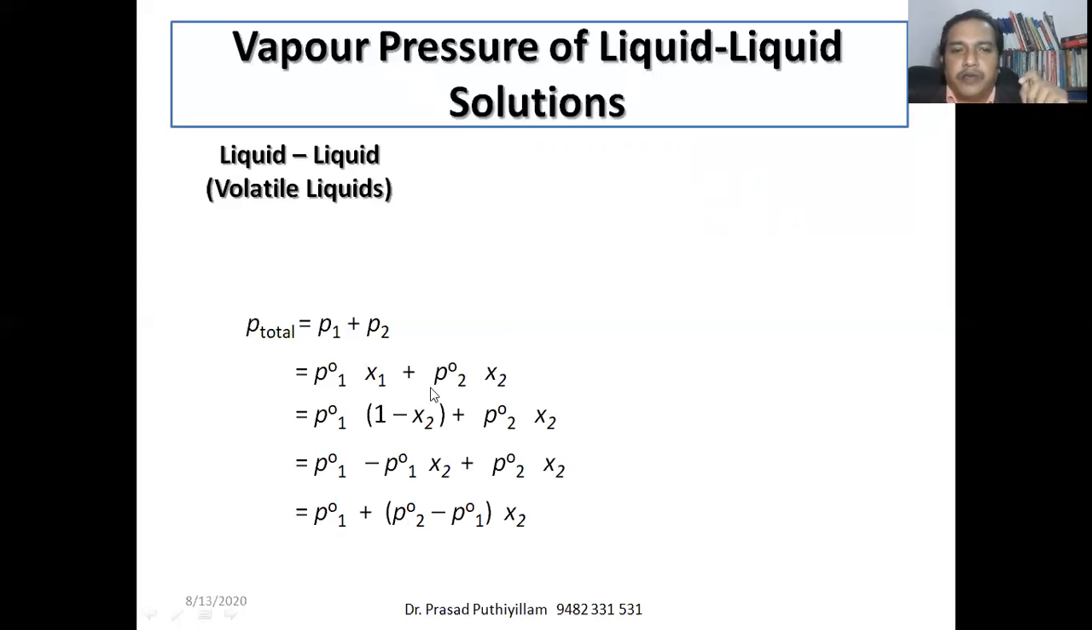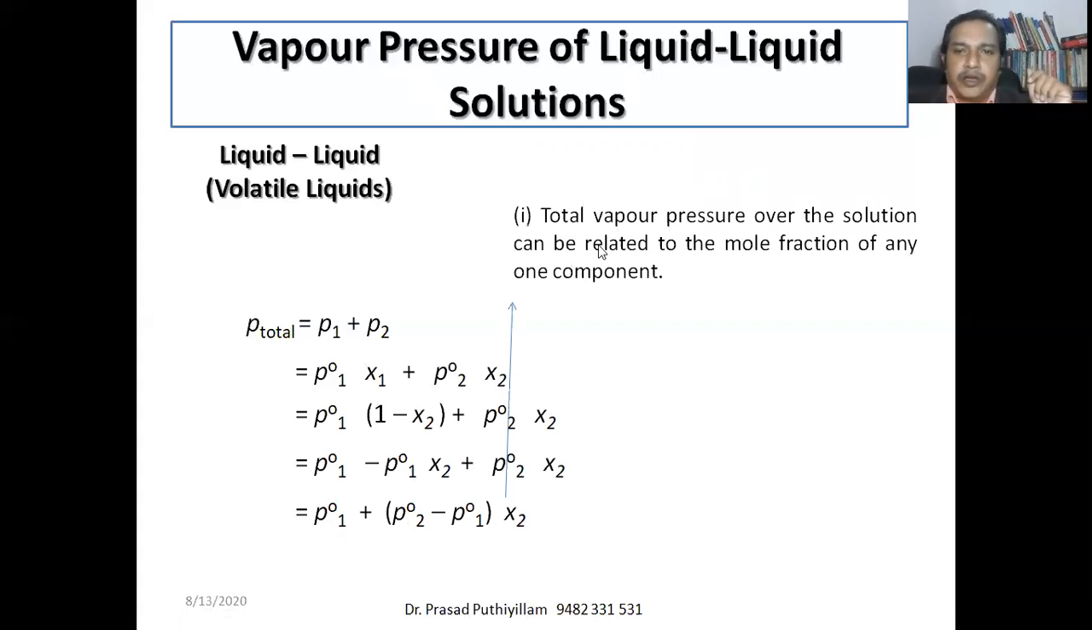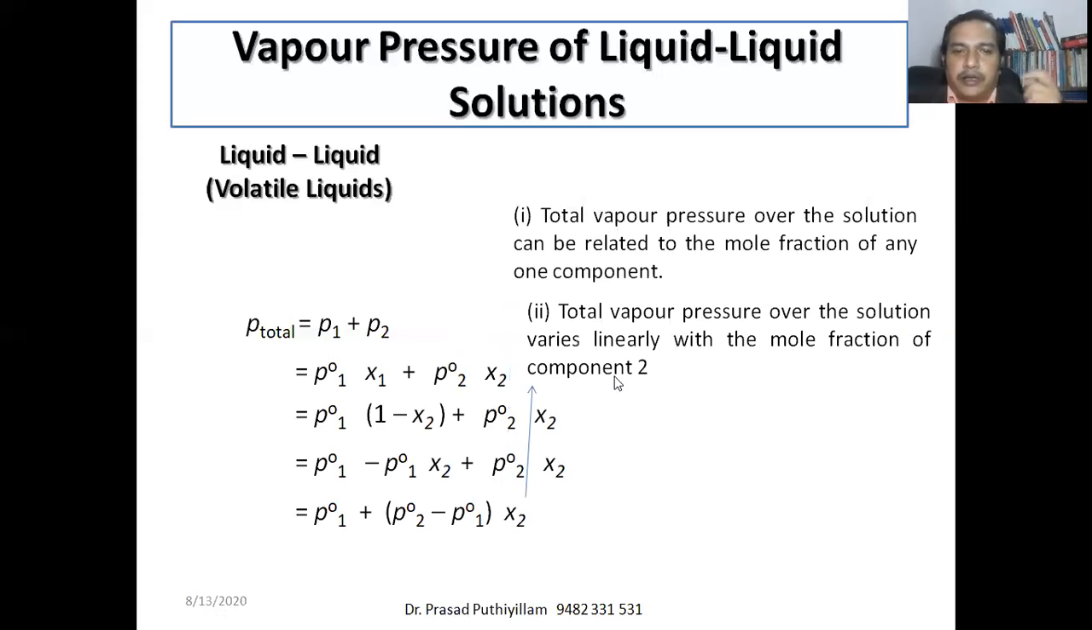From these expressions, we can also conclude that the total vapor pressure over the solution can be related to the mole fraction of any one component. Here P total is equal to P01 plus (P02 minus P01) multiplied by the mole fraction of component 2. So any one of the components will be related to the total vapor pressure of the liquid mixture. The second conclusion is that the total vapor pressure over the solution varies linearly with the mole fraction of component 2.